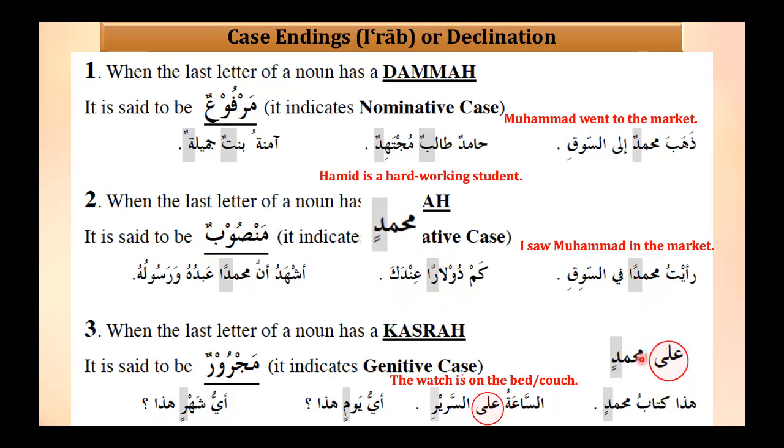And the third example is, here we saw Muhammadan, here it is Muhammadin. And why is it Muhammadin? Because there is a word that came before it. Ala came before it, and Ala is a preposition. So you don't have to worry about the why part right now. Again, just focus on the fact that something made it come down to this state, which is the state of majrurun, with this double kasra on the bottom. Again, examples, haza kitabu Muhammadin. So this is what you need to focus on at this time, the tanween kasra. As-sa'atu ala sariri. The watch is on the bed, couch. As-sariri, bed or couch, right? So you're just focusing on this kasra right here, which indicates majrurun or genitive case.